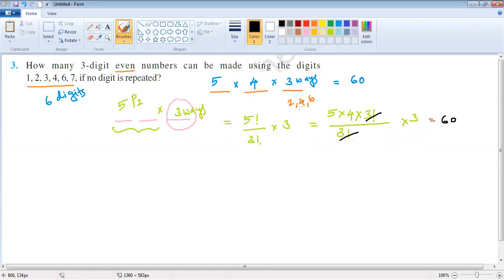So you can use any method. You can use permutation or you can use the fundamental principle of counting.